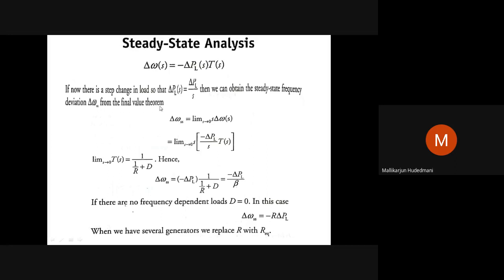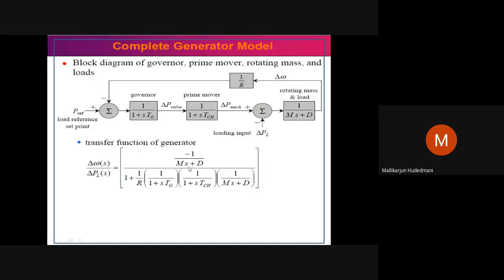the final value theorem. Delta omega steady state equals limit S tends to 0 of S into delta omega S, which I have to calculate using the final value theorem. When I substitute delta PL of S by delta PL by S into T(S), and let S tend to 0, just see how delta PL of S and this transfer function become here. It is represented here. We have to say S equal to 0. I go back here, S equal to 0.